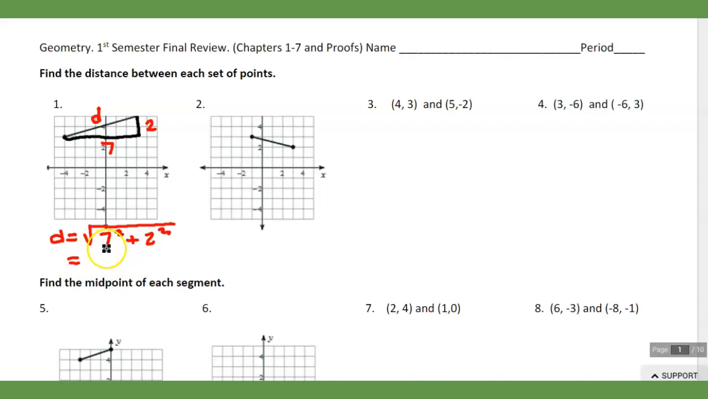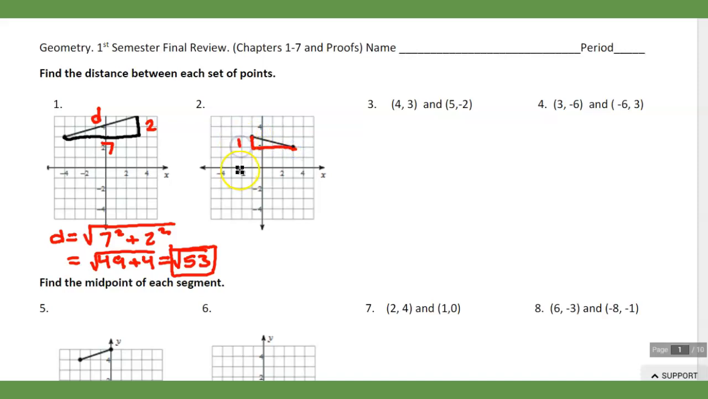So this will equal root 49 plus 4, because 7 squared is 49 and 2 squared is 4. So the square root of 49 plus 4 equals the square root of 53, and we can leave our answer in this format. Okay? So again, we just find the rise and the run, basically.